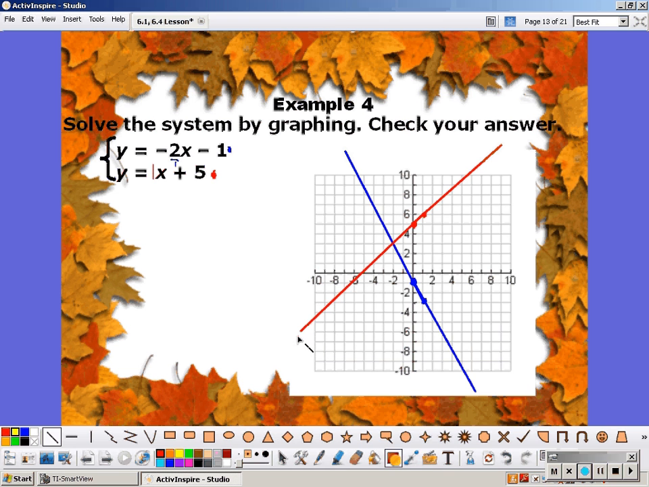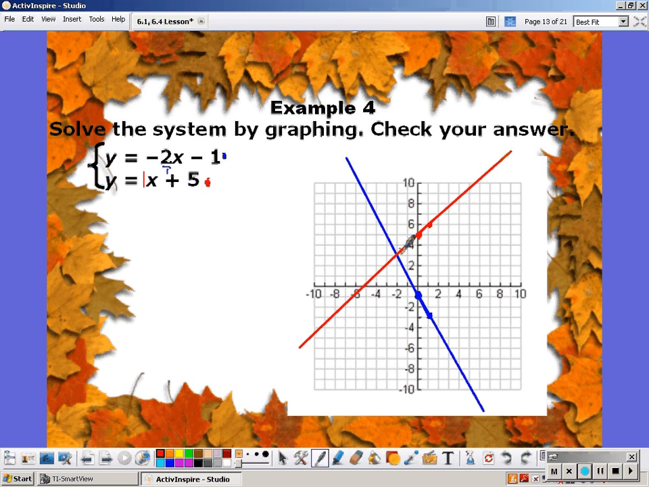Kind of like that. Okay? And it looks like we get an intersection right here. Those two lines cross each other right there at this point. And that point is -2, 3. -2, 3 is our point.